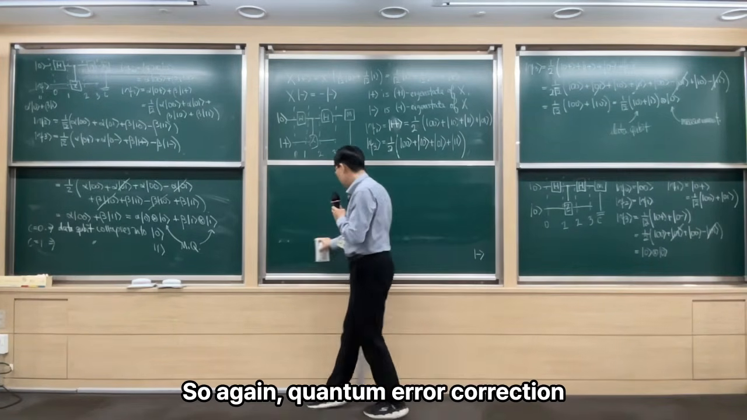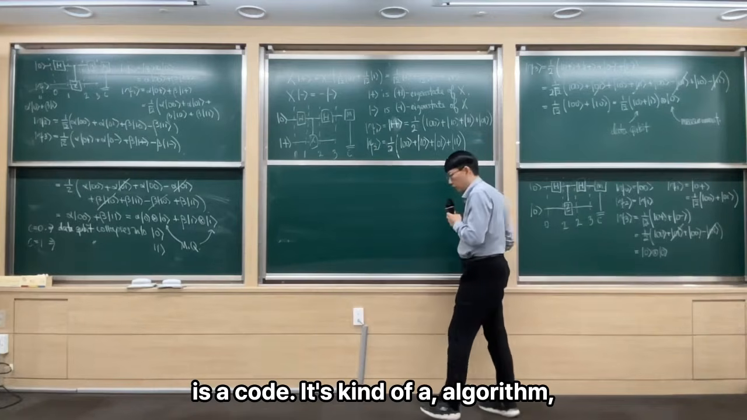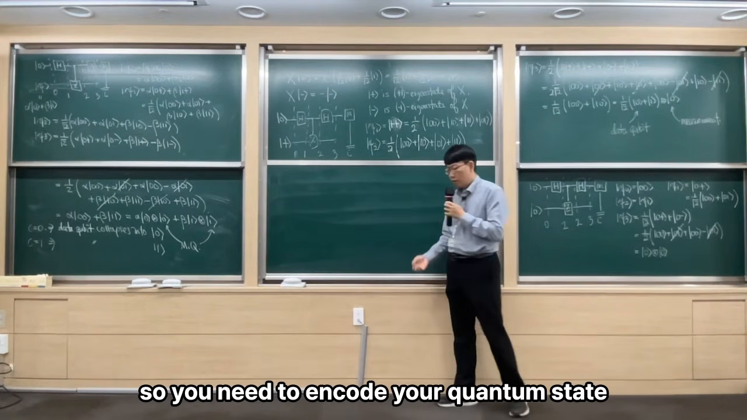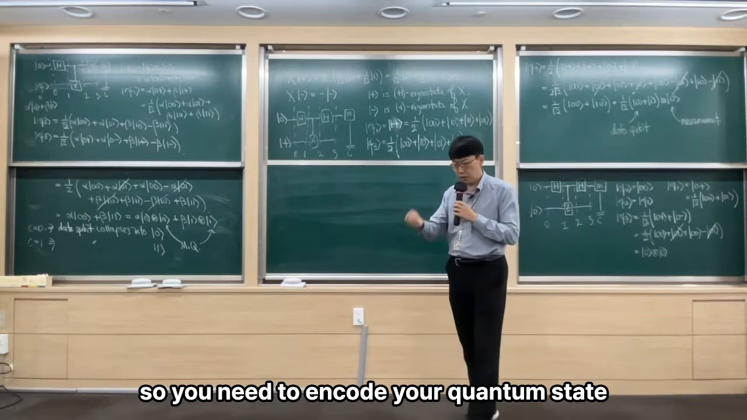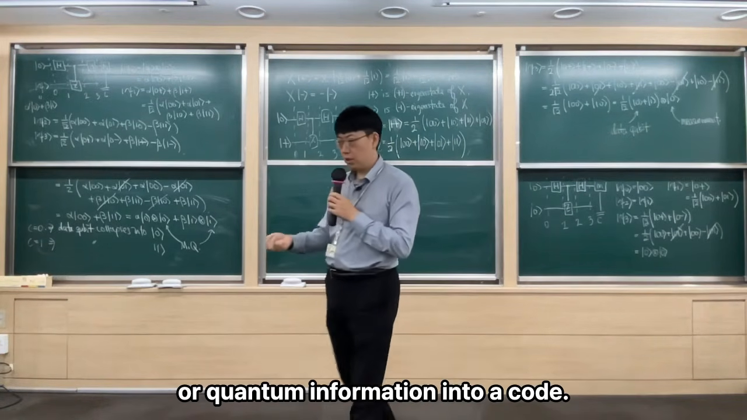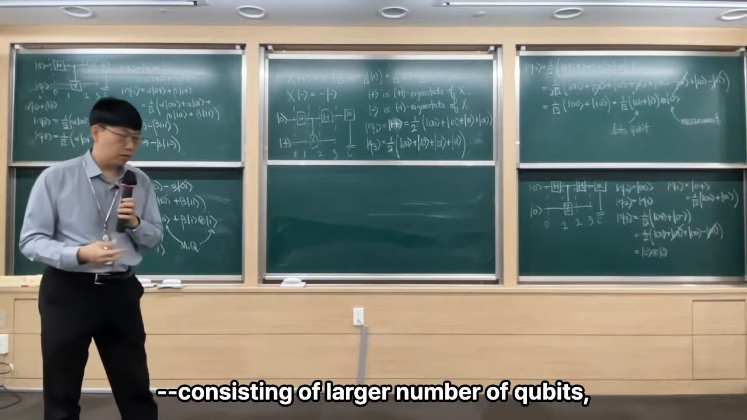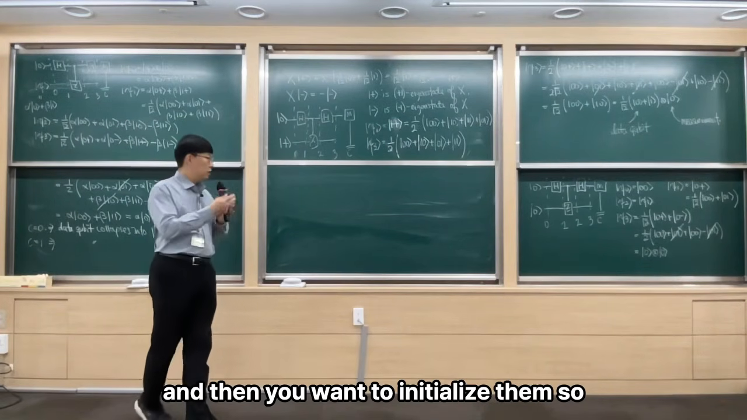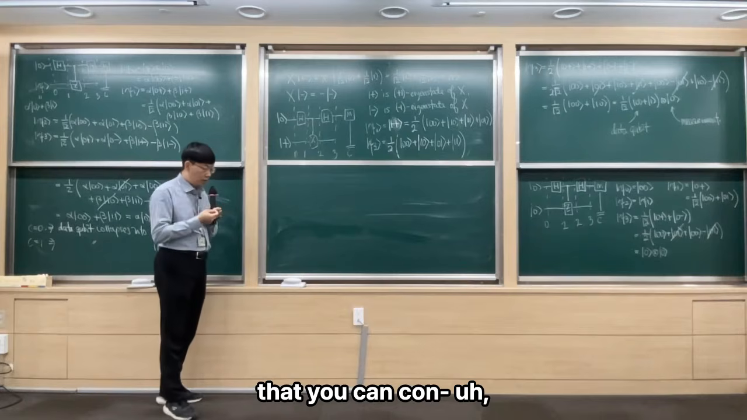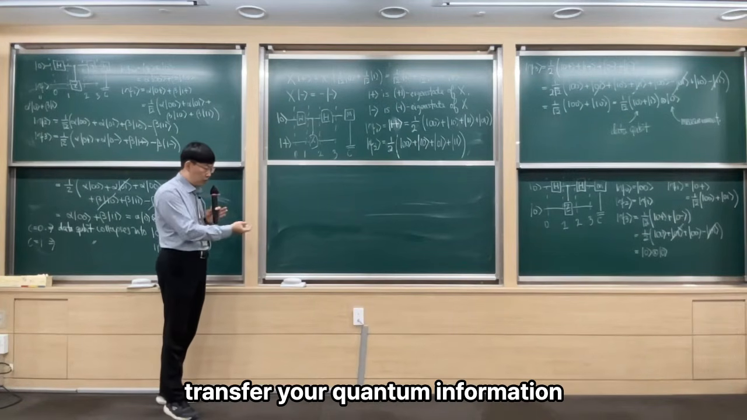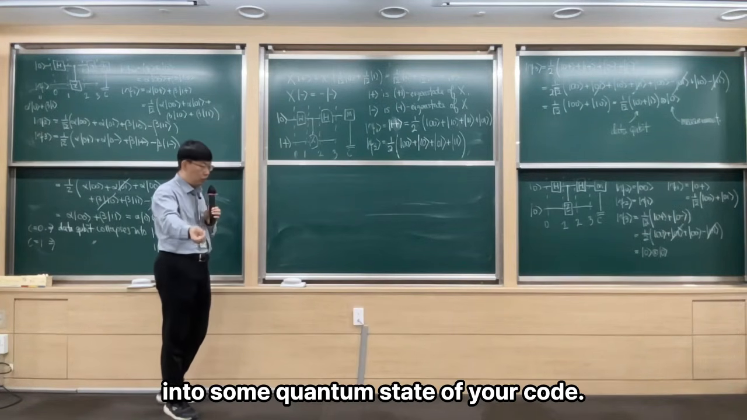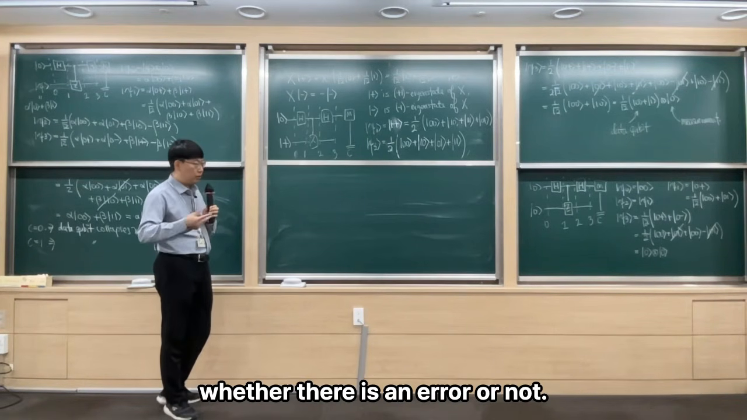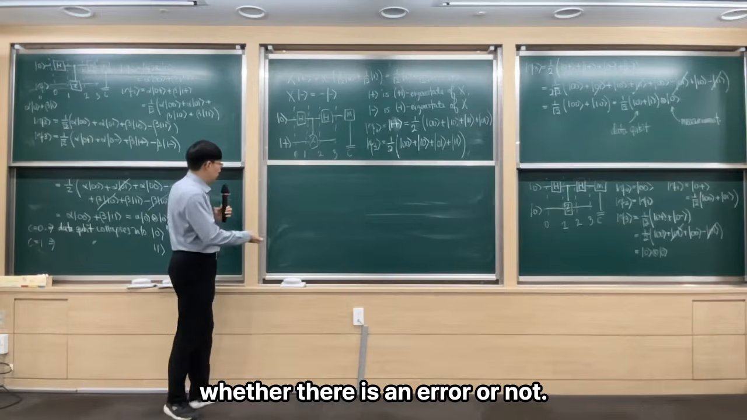So again, quantum error correction is a code. It's kind of an algorithm. You need to encode your quantum state or quantum information into a code consisting of a larger number of qubits, and then you want to initialize them so that you can transfer your quantum information into some quantum state of your code, and then you can detect whether there is an error or not.